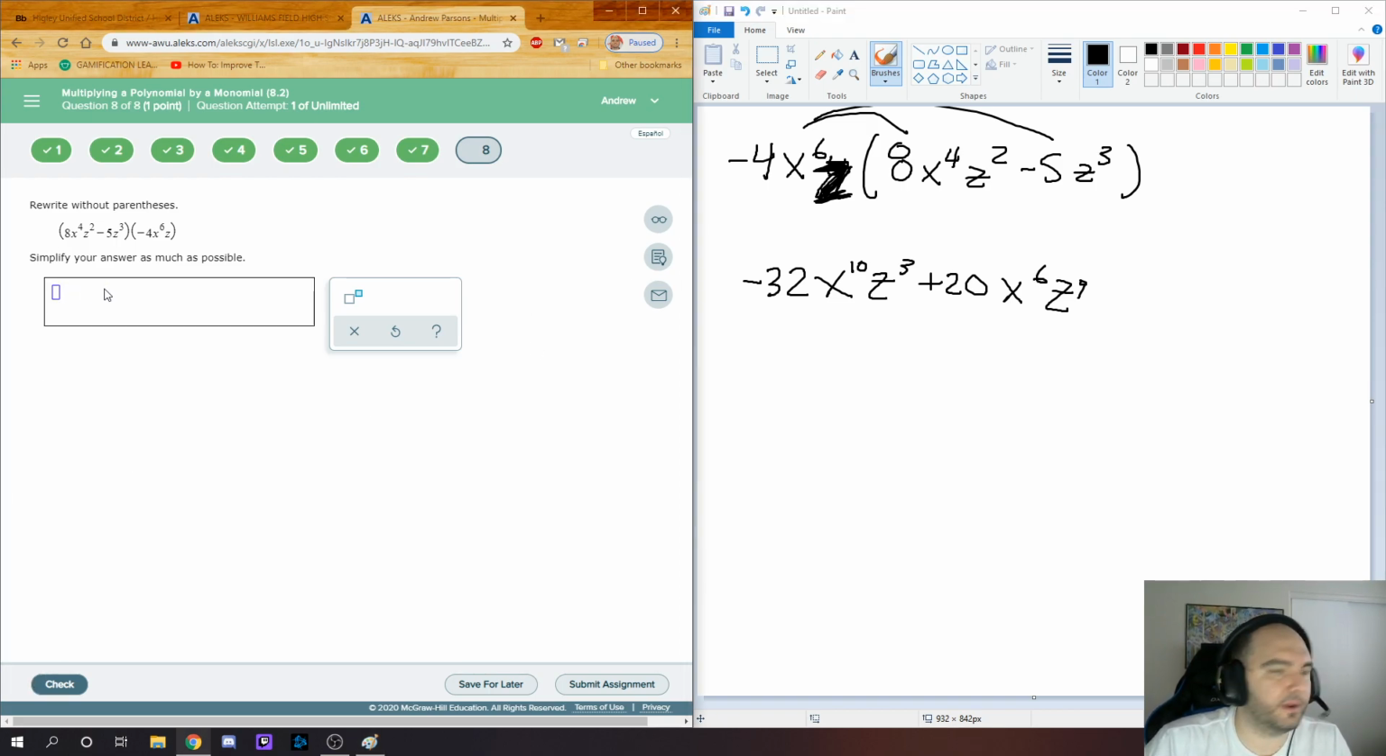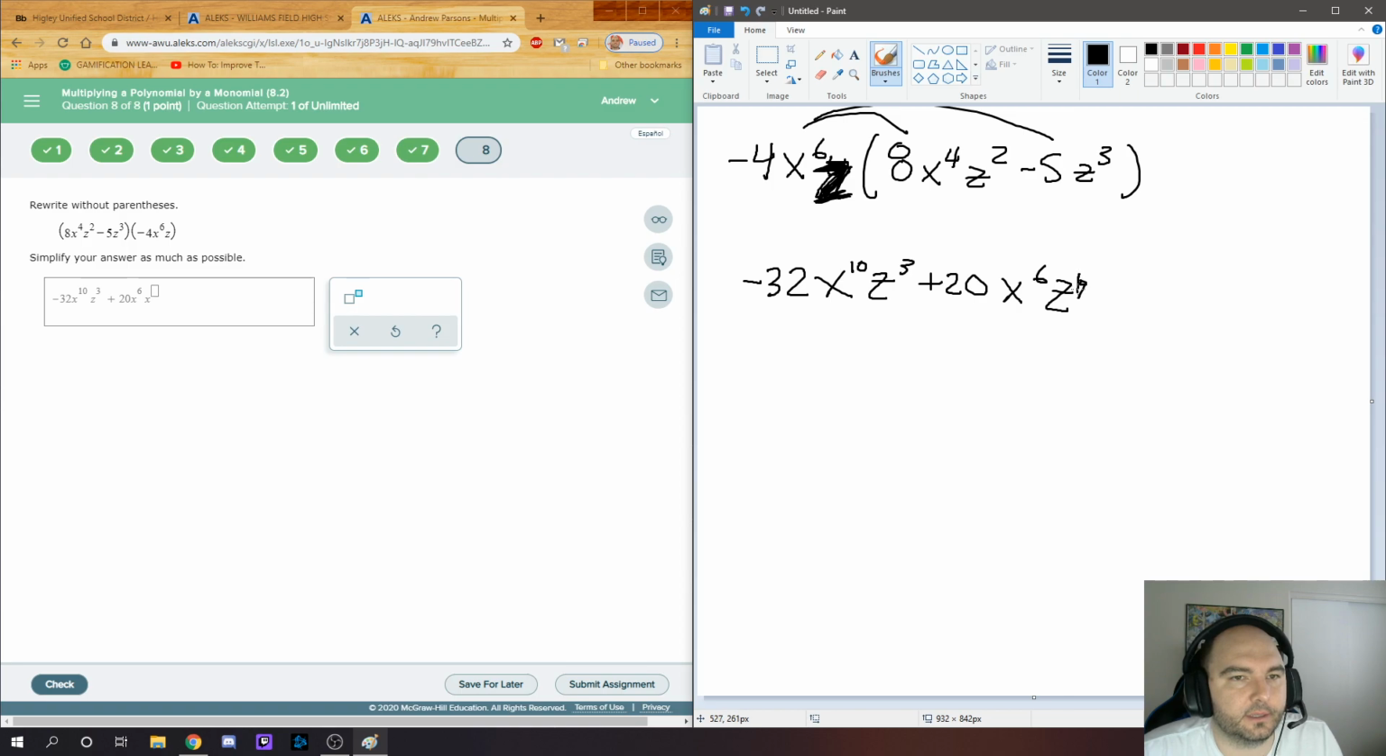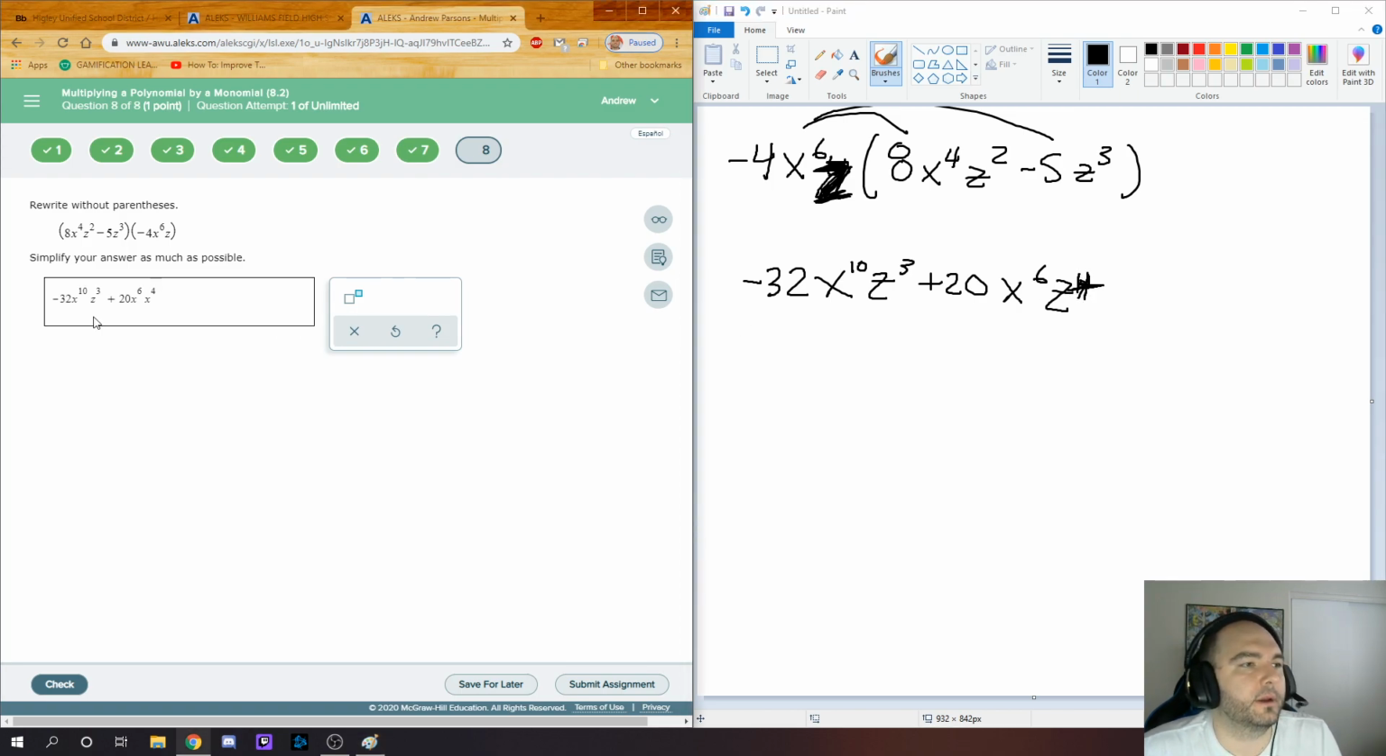So let's type her in and make sure it's good. Negative 32 x to the 10 z to the 3rd plus 20 x to the 6 z to the... That is the worst looking 4 I've ever written. I am so sorry. That's totally a 4. Ooh, there we go. All right, let me just make sure that looks good. Looks pretty good.